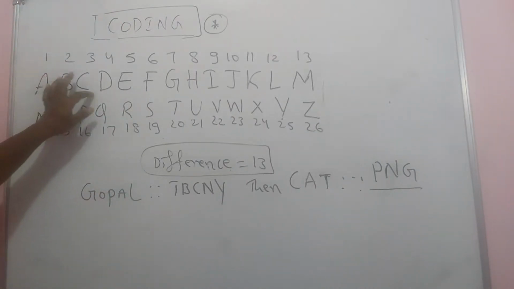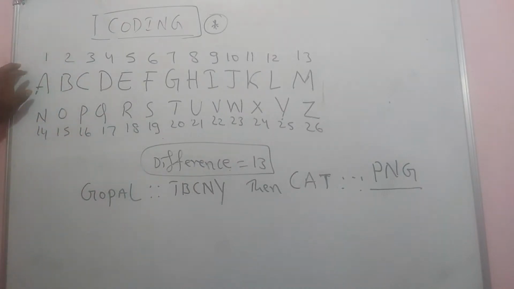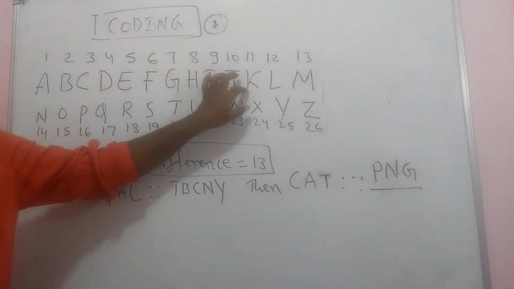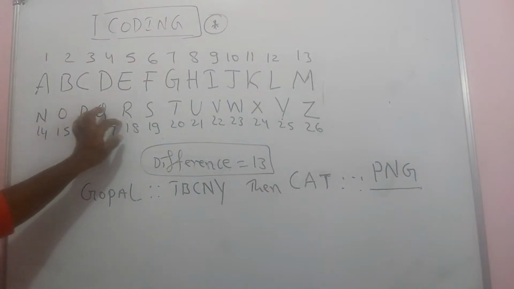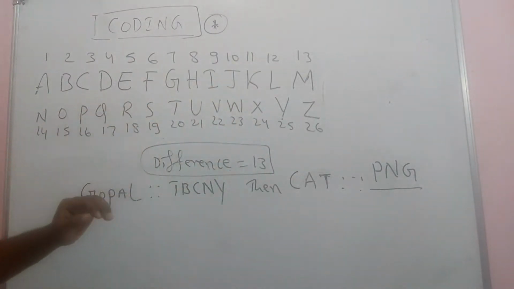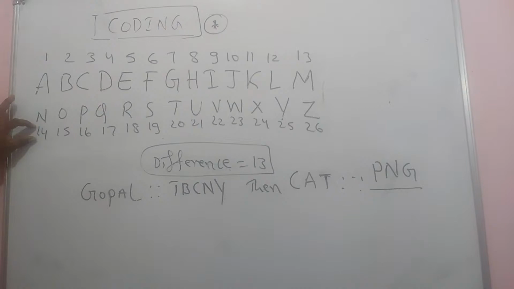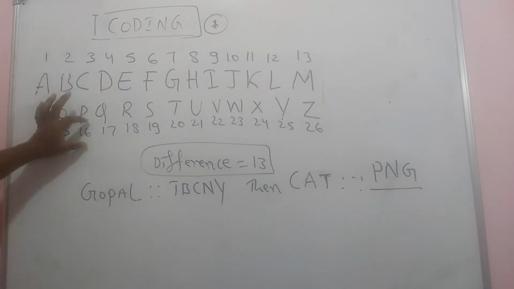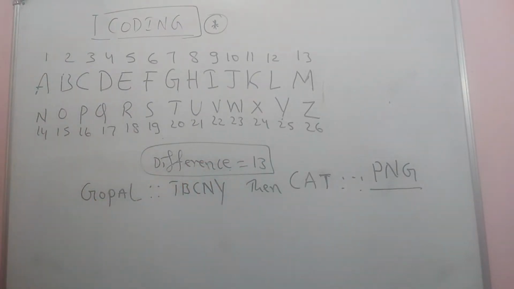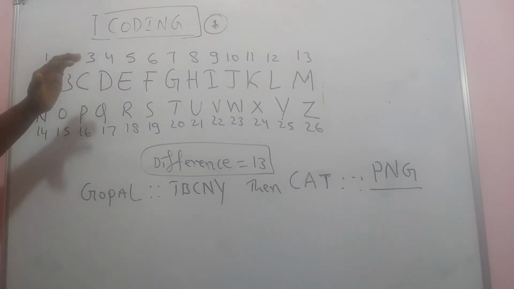So in that, A, B, C, D, E, F, the main thing is this is very important. A, B, C, D, E, F, G, H, I, J, K, L, M, N, O, P, Q, R, S, T, U, V, W, X, Y, Z. So the difference of any two letters is 13. They are called corresponding letters. The difference of any two letters is 13.